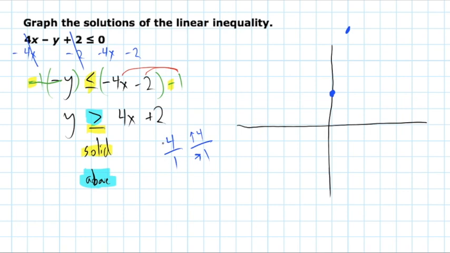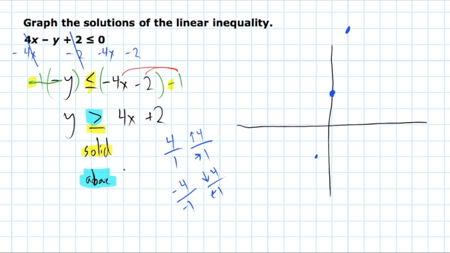So I'm going to flip the signs of both of them so I can go the opposite direction. So negative 4 over negative 1, because again, two negatives make a positive, so this doesn't change it, just the way it looks. This is telling me to go down 4 and left 1. So from my y-intercept, I'm going to go down 4 and left 1.